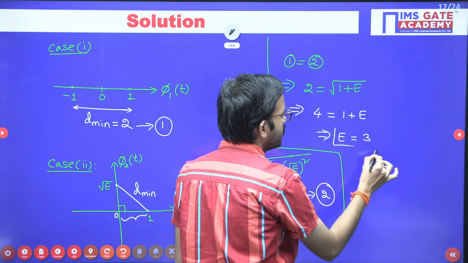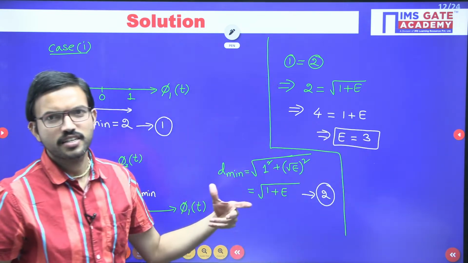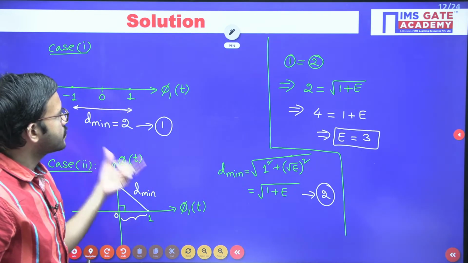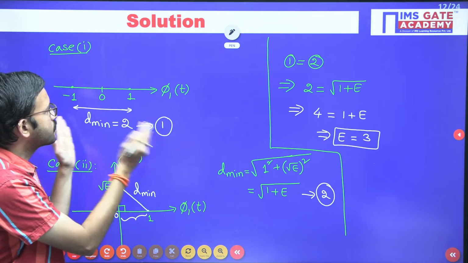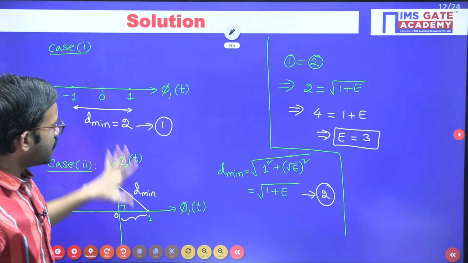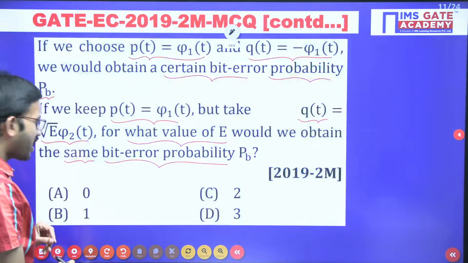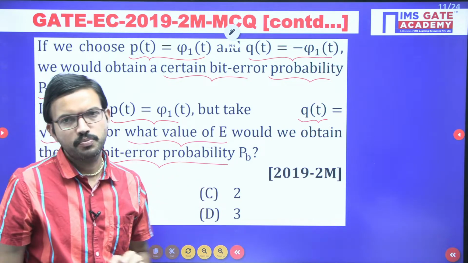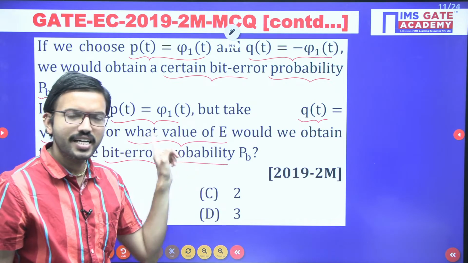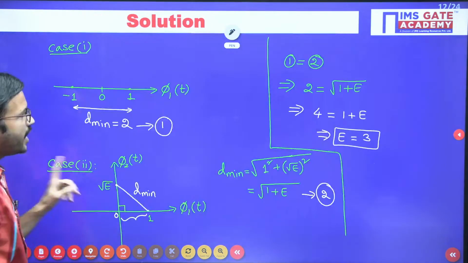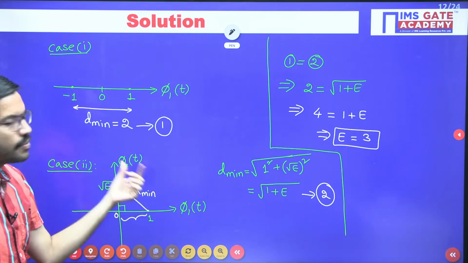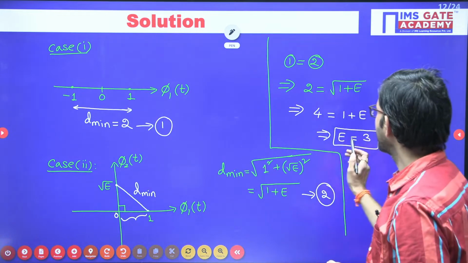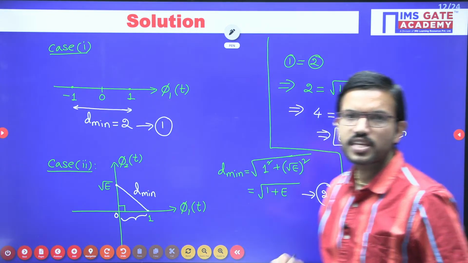That's all. It is a very simple question, but it is a logical and interesting question. Once you are able to draw the diagram with respect to the symbols and see how much the spacing differed, and if you are able to catch this one line, in order to have the same bit error probability, this is the main keyword in this entire question. With the help of that, we equate the minimum spacing distance between the two symbols. Once you equate both, from there you get the E value as 3.